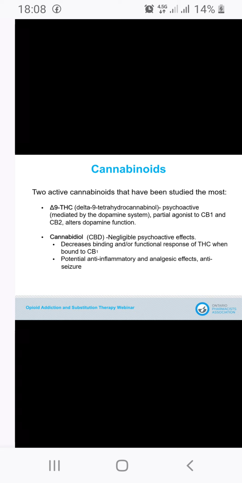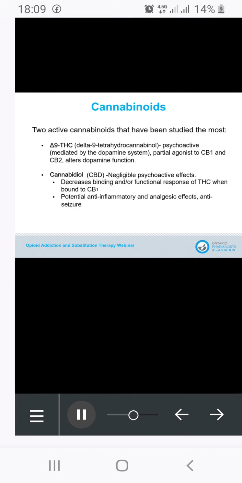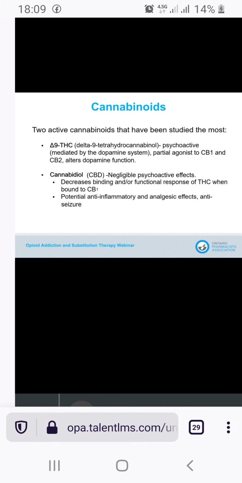Cannabidiol, which is CBD, really has negligible psychoactive effect. It decreases binding or functional response to THC when bound to CB1. So what that means is that it helps to offset some of the THC side effects. It has potential anti-inflammatory, analgesic, and anti-seizure effects. The evidence with regards to CBD and pain is very, very poor. Much of the evidence we have in the literature is around THC.